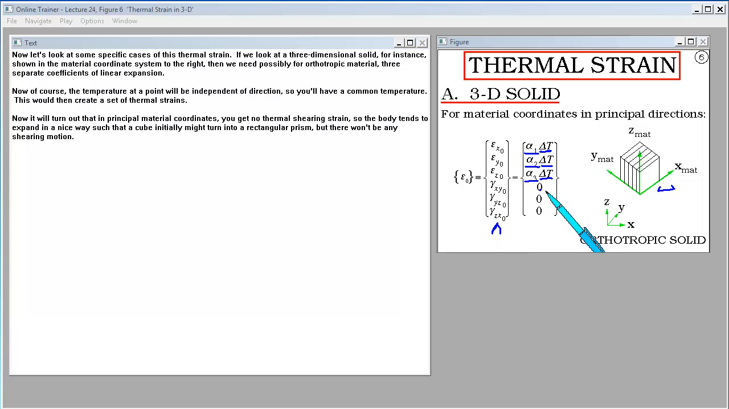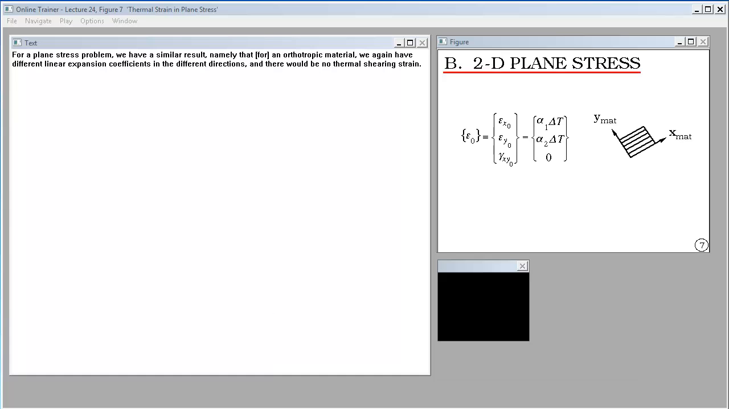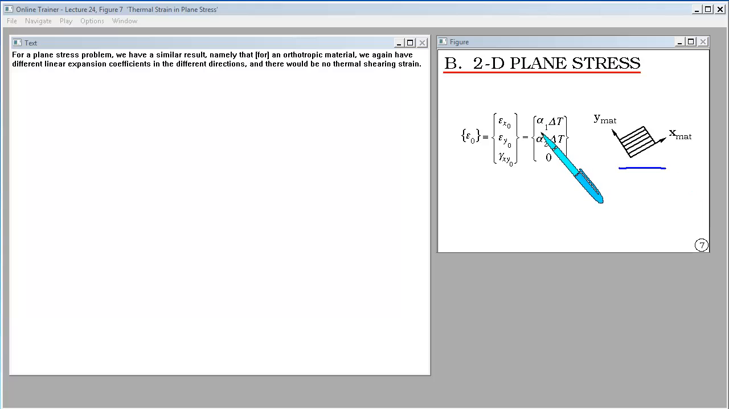Now, it will turn out that in principal material coordinates you get no thermal shearing strain. So the body tends to expand in a nice way such that a cube initially might turn into a rectangular prism, but there won't be any shearing motion. For a plane stress problem, we have a similar result, namely that an orthotropic material would again have different linear expansion coefficients in the different directions, and there would be no thermal shearing strain.